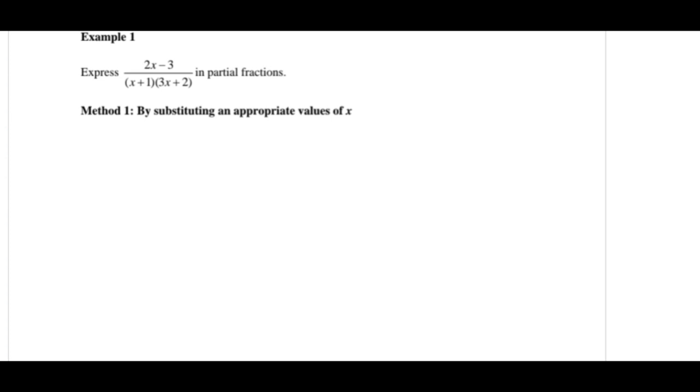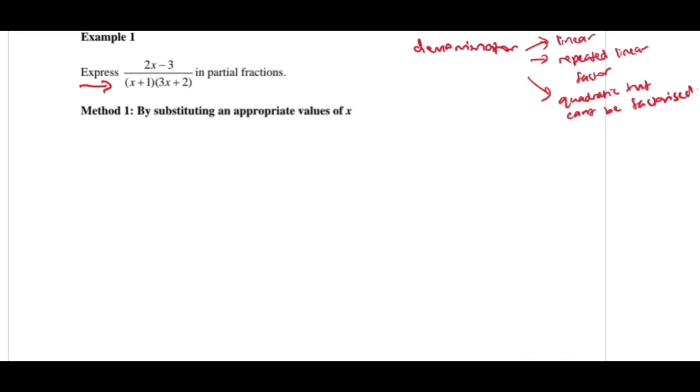Let's look at how to solve this. Look at example 1. Express this polynomial, divided by the denominator, in partial fractions. The first step when you want to solve this type of question is to look at the denominator and see what type of denominator it is. Because in your syllabus, you will learn about 3 types of denominators. In this tutorial, you will learn about linear factors of the denominator. In tutorial 6, you will learn about repeated linear factors. And in the 8th tutorial, you will learn about quadratics that cannot be factorized.